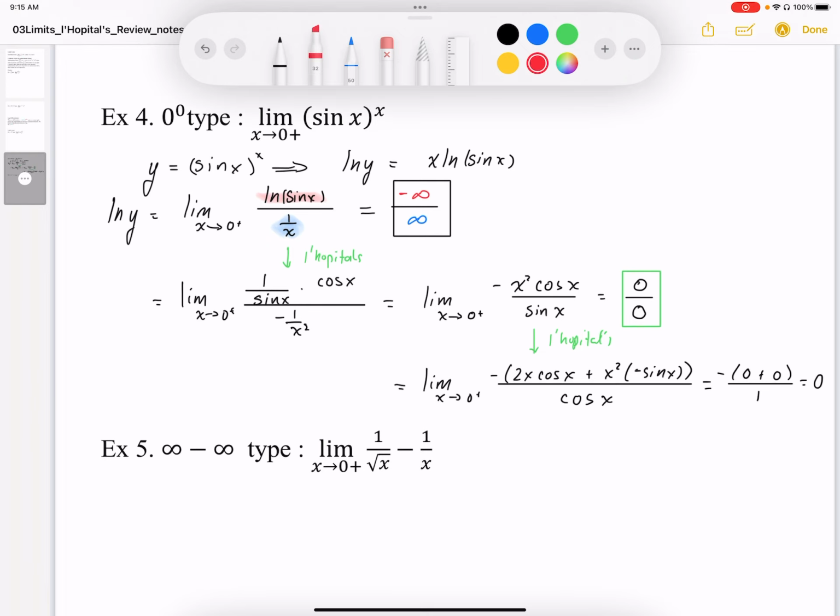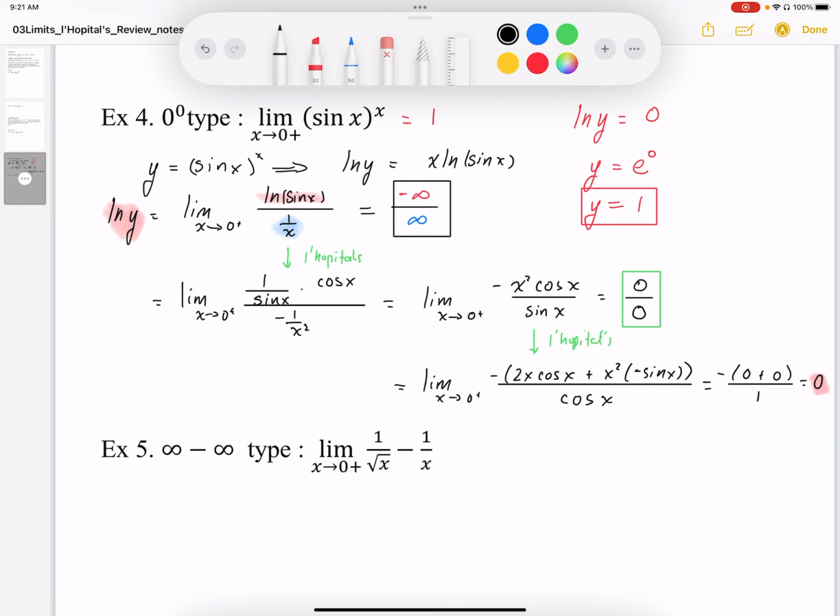So we've now established that log y is equal to 0. That was what our limit was. So since we have log y is equal to 0, then we can solve for y, which is our original limit. So y is equal to e to the 0, and that gives us the limit equaling 1. So that represents our limit of sine x to the power x. So that is equal to 1.